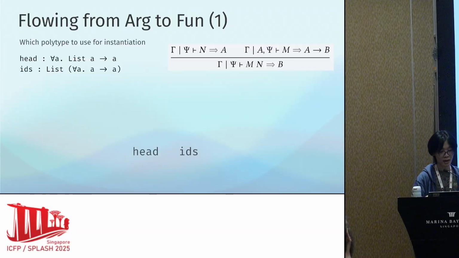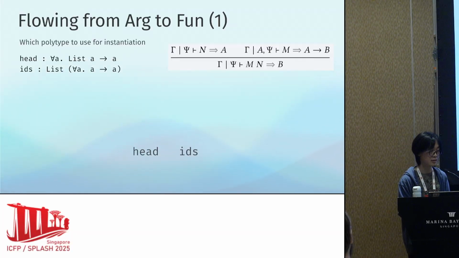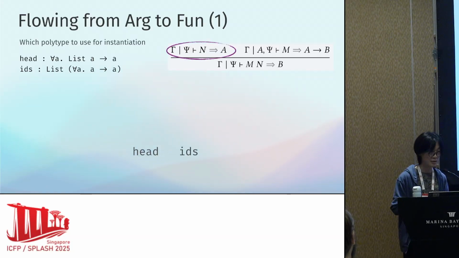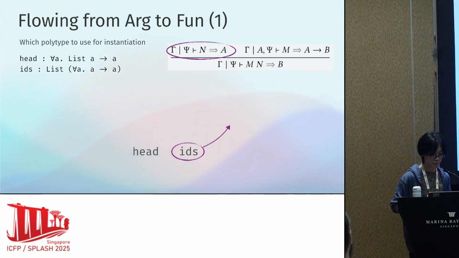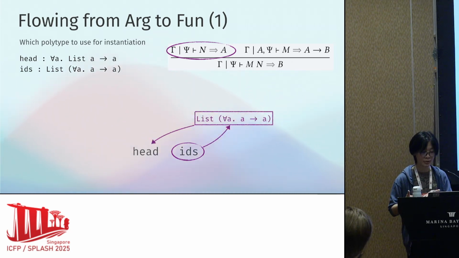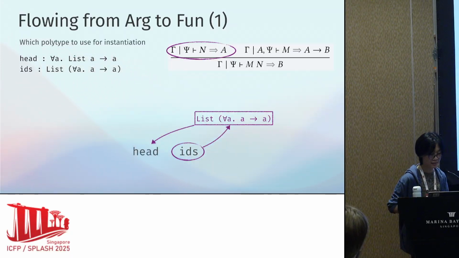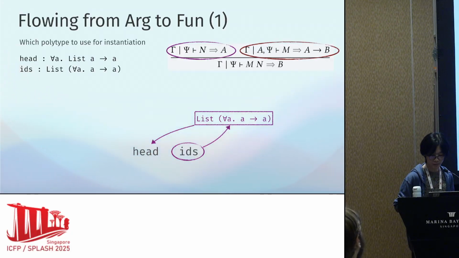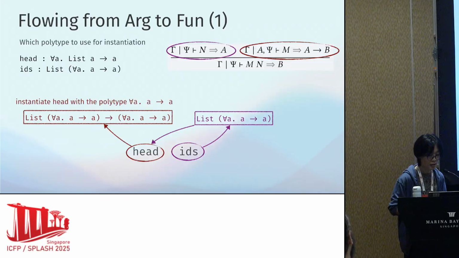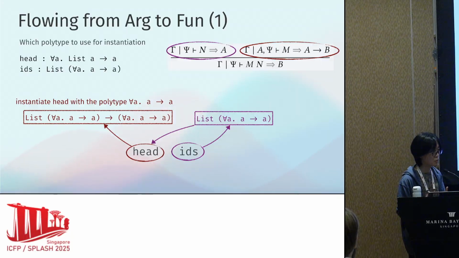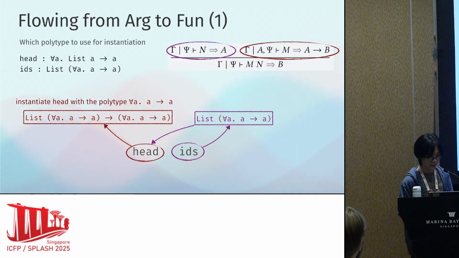And here is one example which tells us how to instantiate a function. Suppose we have a head function which takes the head element of a list, and we have IDS, a list of polymorphic identity functions. So first, we infer the type of the argument, which is list of for a dot a to a, and this information is propagated to the function head, which tells us that we should instantiate head with for a dot a to a in order to make the argument type of head match the real type of IDS.